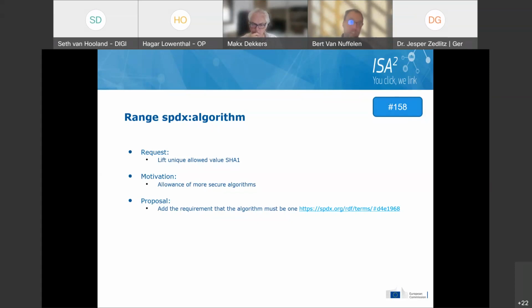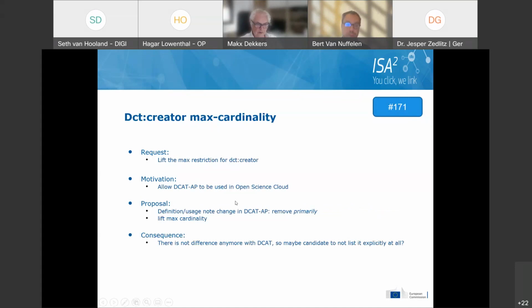The request is to lift this unique value, but then in the requirement, you have to use a URI known from this list. So it's not a free list. We say the algorithm should be known, and that's what we want to enforce. So instead of enforcing universal uniqueness, where implementers only have to implement SHA1, now you have to implement one of them, or maybe many of them, but at least you know which one you have to use. I see +1s coming in for this. Okay, 1, 2, 3, 4, 5. So we'll also do this change.